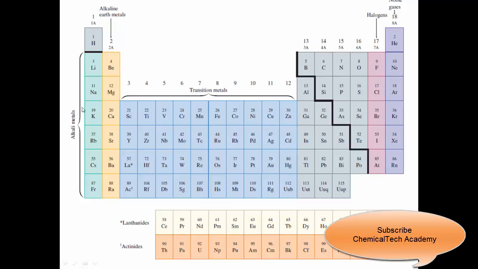So basically, on this side we have metals, and on this side we have non-metals. This side and this one are non-metals. The rest, most of the elements in the periodic table, are metals.